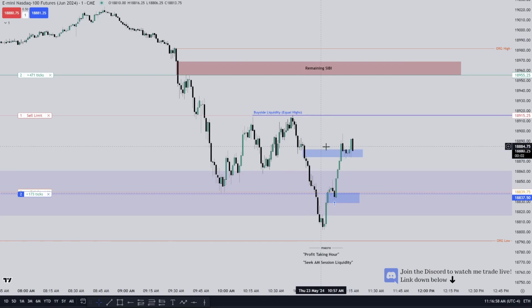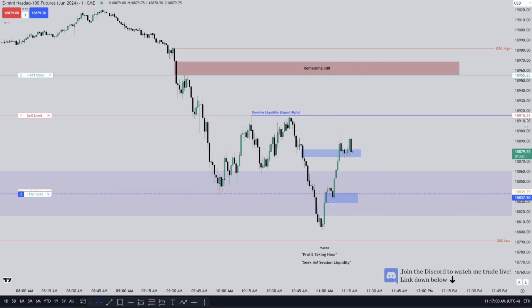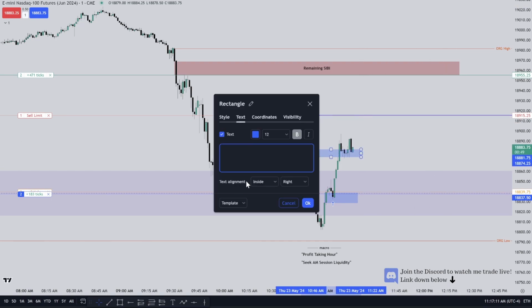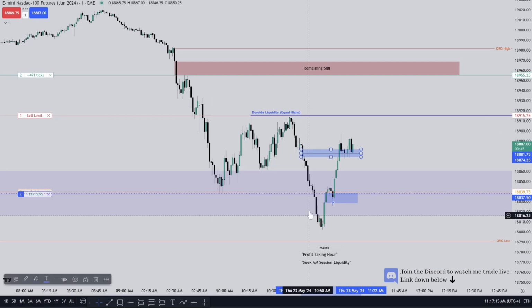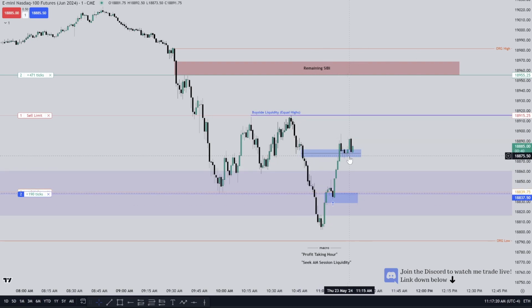So this is your balanced price range. Take the midpoint of that, the mean threshold. Look at the bodies. That's what I like to see, real support.